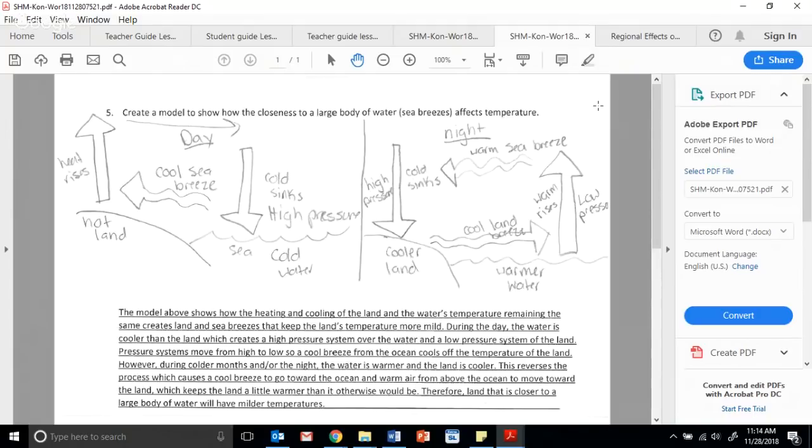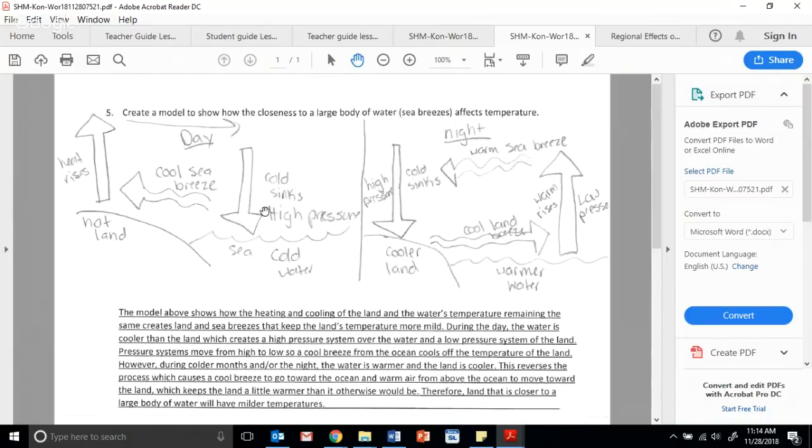Okay, so in the day, so first of all, we know that land heats up and cools down faster than water. So the water in this whole situation is going to stay the same temperature. So during the day, the land is really hot. So I have hot land labeled here. The water is cold. So I say cold water here.